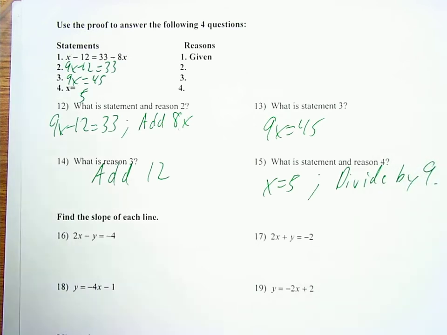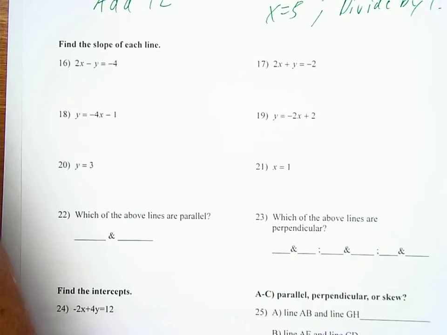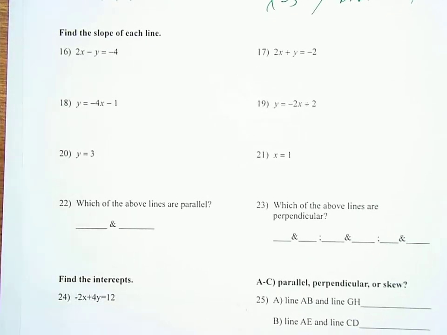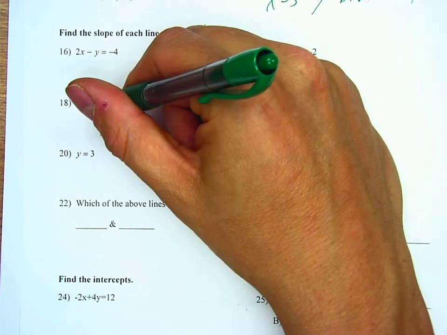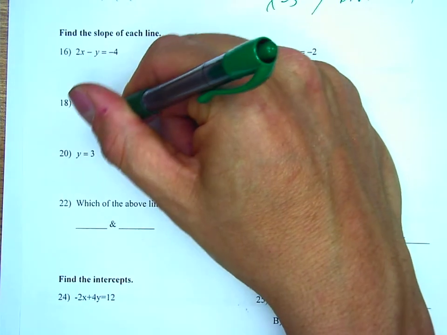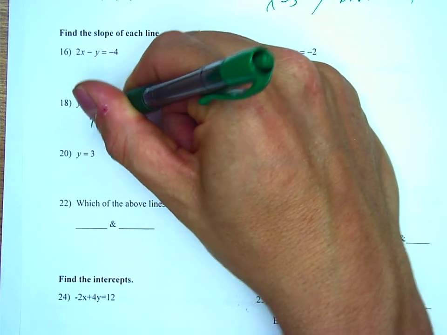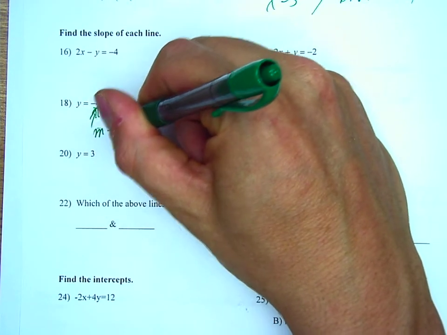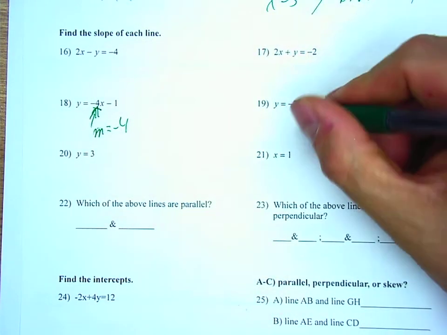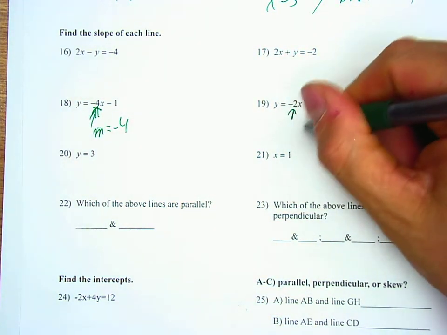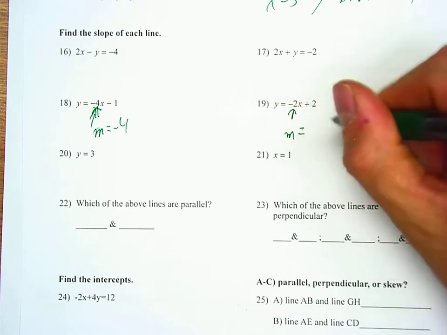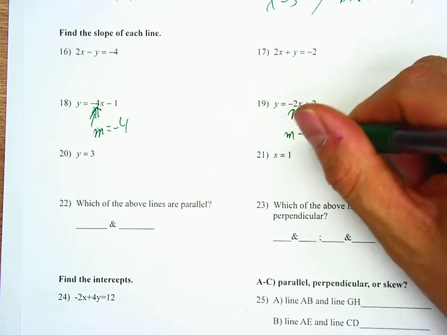All right, slope of a line. Slope of a line is the number in front of the x after you've solved it for y, from slope-intercept form. So some of these are solved for y, some of them aren't. The ones that are solved for y, it's pretty easy to identify the slope. That's the slope right there, -4, because it's solved for y and there's -4 in front of x. This one is pretty easy as well, because there's -2 in front of the x.